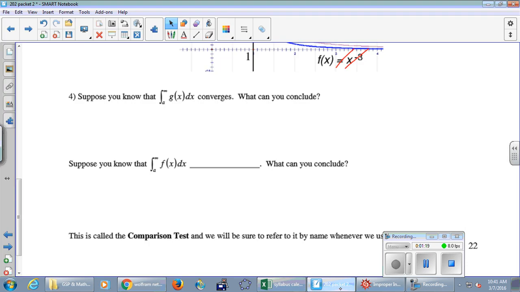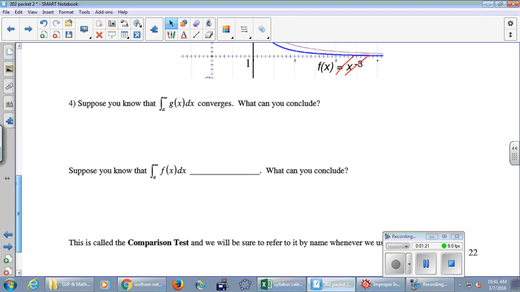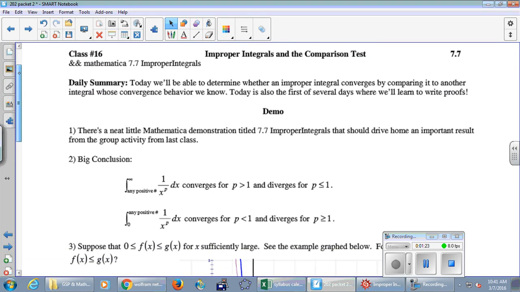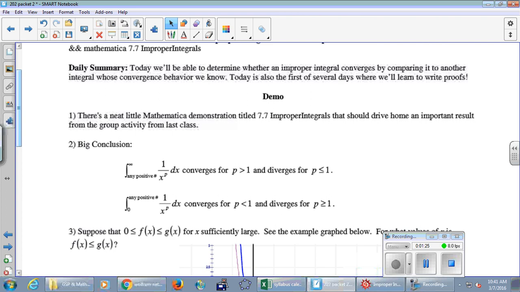All right, so let us get started at the top of page 22. Here we go. All right, today we'll be able to determine whether an improper integral converges by comparing it to another integral whose convergence behavior we know.